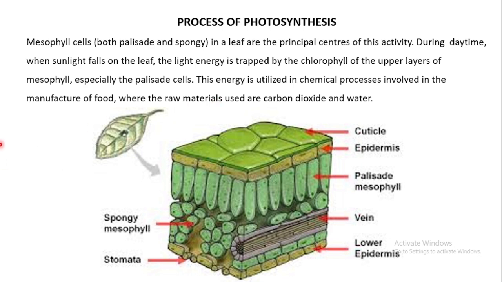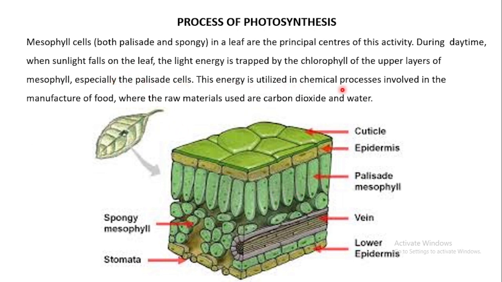Now my children, for the process of photosynthesis, it is very important to understand this diagram. So mesophyll cells, I already told you what they are: palisade tissue and spongy cells. You can see this one on the upper epidermis is known as palisade and these ones are known as spongy mesophyll. The mesophyll cells in a leaf are the principal centers of photosynthesis. During daytime when sunlight falls on the leaf, the light energy is trapped by the chlorophyll of the upper layers of mesophyll, especially the palisade cell.